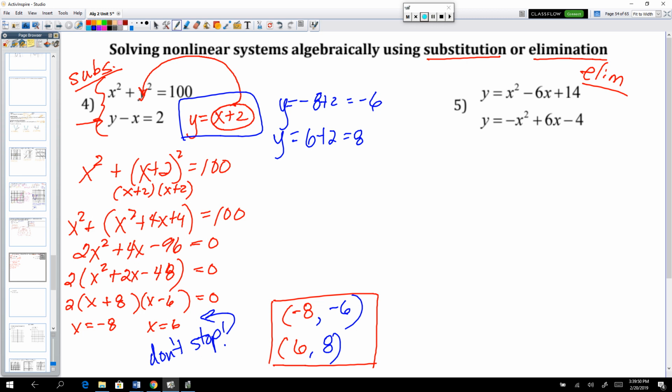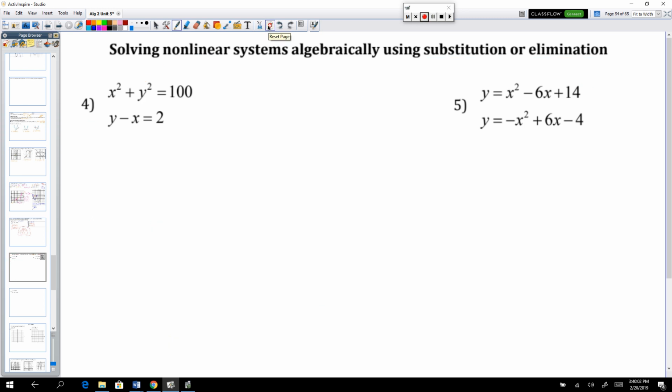Okay? Alright, I'm going to clear the board now. If you need to pause and look at that for a little while, do so. I am going to demonstrate elimination now. Elimination is actually not a whole lot harder or easier than the other method of substitution. It just acts a little differently on your first step. Elimination is used when you can eliminate an entire variable, either x or y, by adding the two functions together.